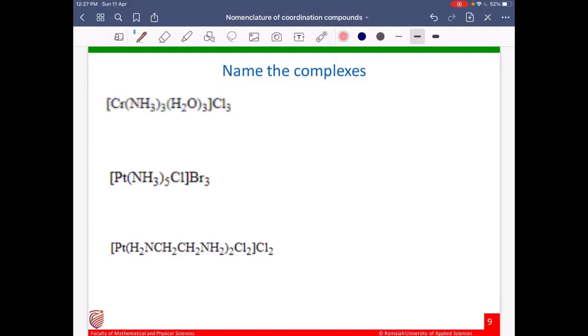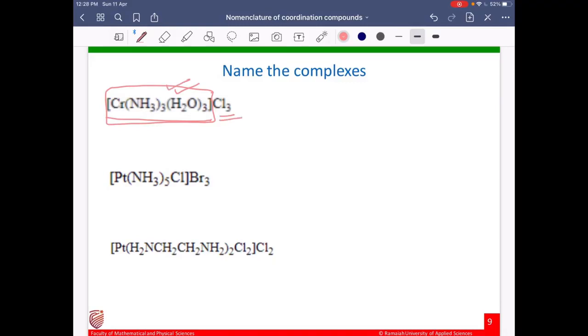The first one: Cr(NH3)3(H2O)3Cl3. Before starting to write the name of the complex, first we have to find whether the complex ion, which is this part, is cationic or anionic. We know from the structure itself that it is cationic in nature. If it is cationic, then we start the name with this cation. After that, we will write the anionic part, which is chloride.